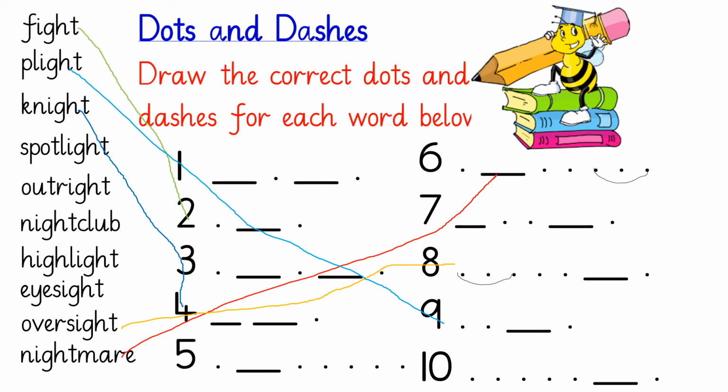Okay, then we've got spotlight. So spotlight starts with a whole lot of dots. Spot-l. Every single one of those needs a dot. And the only one here that starts with a whole lot of dots is in fact number 10. Which means that spotlight is 10.